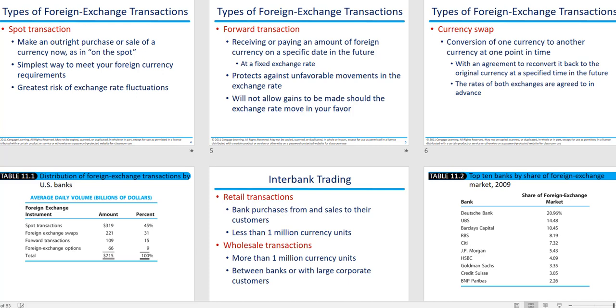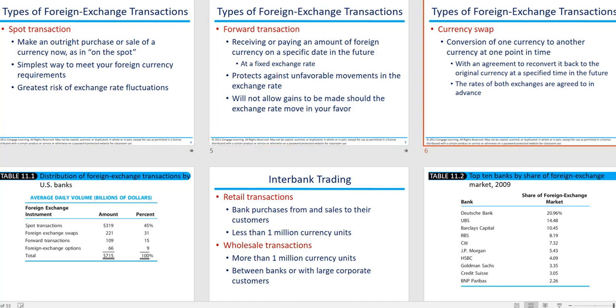Then there are forward transactions, and these are kind of future contracts in the sense that we agree today upon an exchange rate that is going to be used to make this transaction sometime in the future. So it's a kind of hedging your position, a kind of insurance against currency exchange fluctuation. And there are different types of forward transactions that we're going to learn about soon.